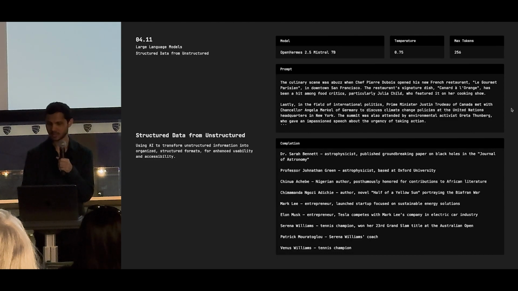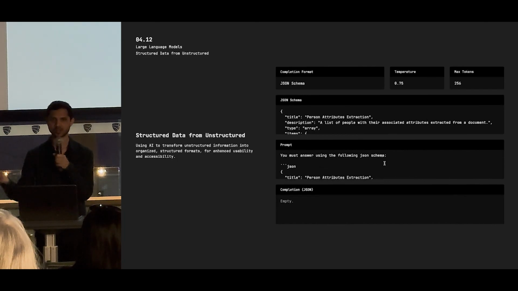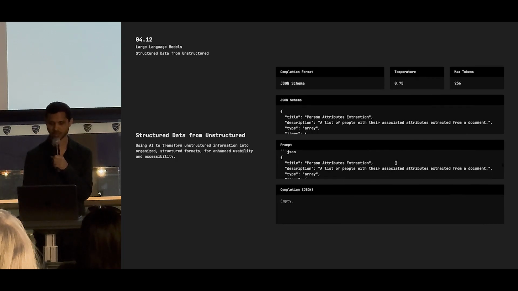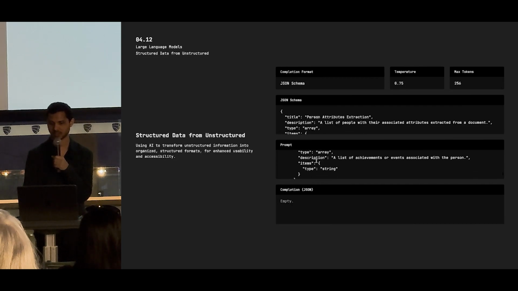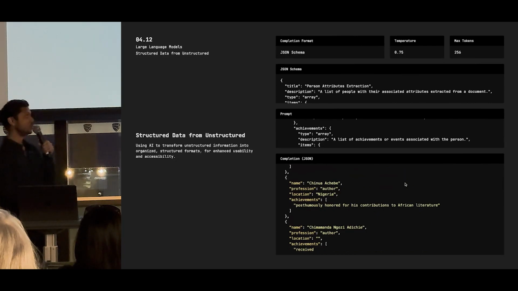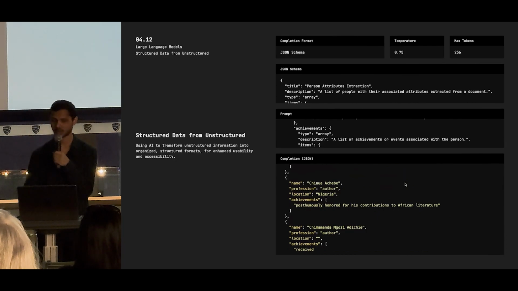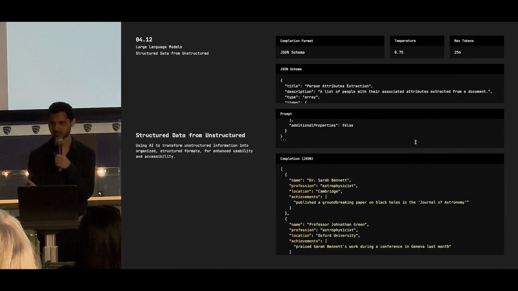I can just say, actually, extract the names, but constrain it so that you give it to me in this JSON schema, which is a format online. I'm sure you guys have come across it before. And so you always give me a title, a description, a name, a profession, a location, and then an array of achievements, which is just strings. So now when I do this, it actually gives me a nice usable document that I can immediately input into a computer program and get something out of it.